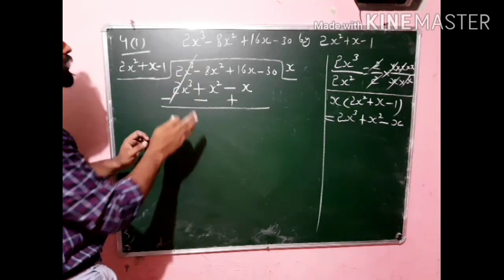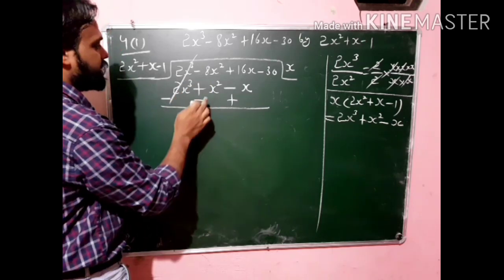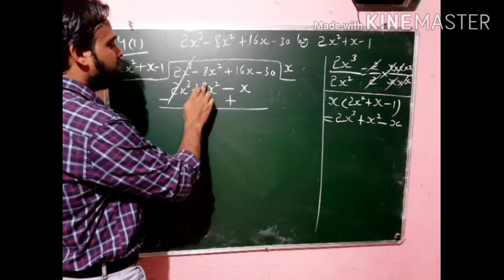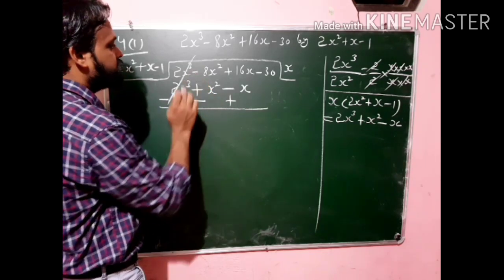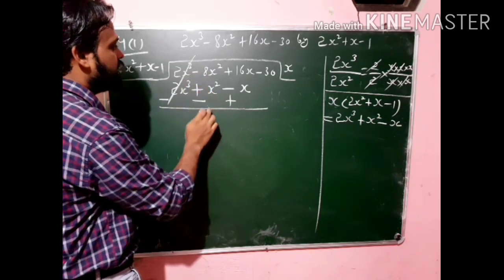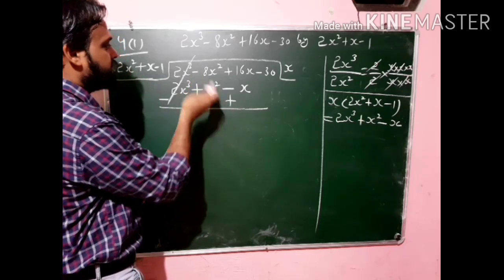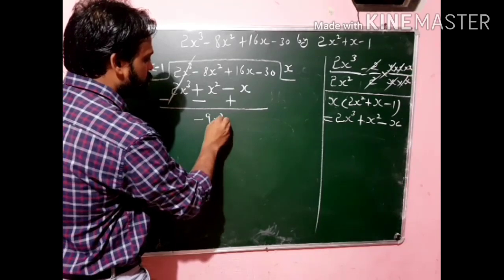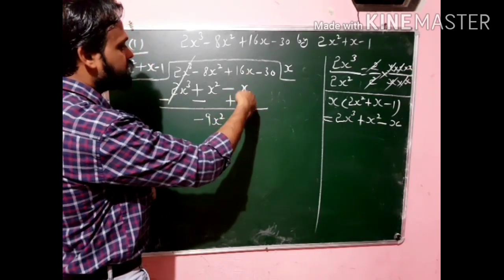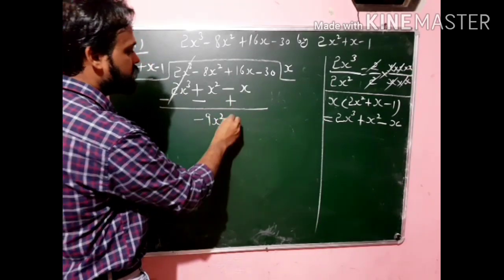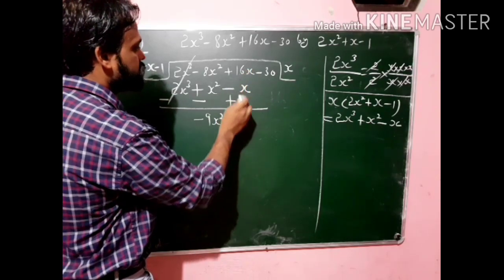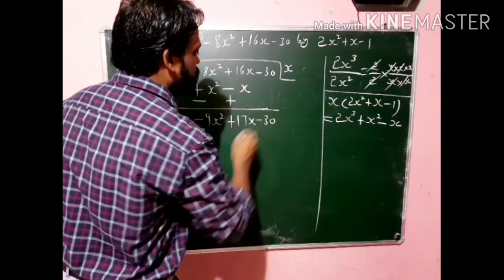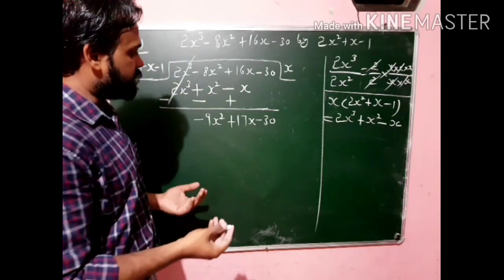Now you can see here, this is minus 8. Okay, no term is here, it means it is already understood here is a 1. So minus will become plus, 8 plus 1 is 9. Because minus is plus, it will become minus 9x square. And of course you can see both terms are of positive sign, plus is plus. So it will become 16 plus 1 is 17x. And we will write this minus 30 as it is. I hope this is clear to you.